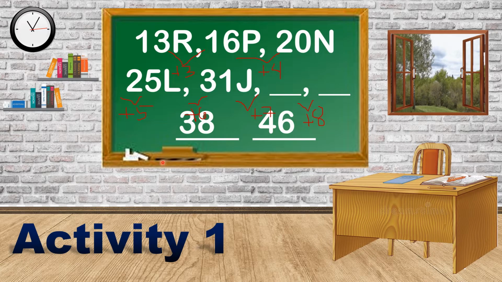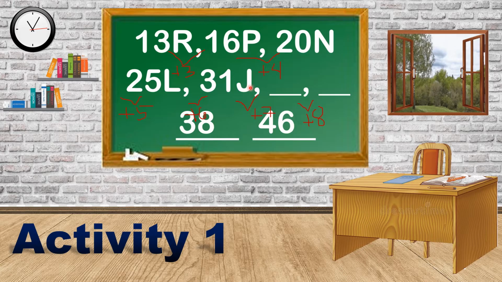Now, we have R, P, N, L, J. Parang hindi ko nakikita yung pattern. Try kong pabaliktad. J, L, N, P, R. Ano kaya yung pattern doon? Let's see. J, K, L. Aba, nag-skip ng isa, di ba? L, M, N. Nag-skip din ng isa. N, O, P. Ganun din sa P, Q, R. So, nag-skip siya ng isang letter.